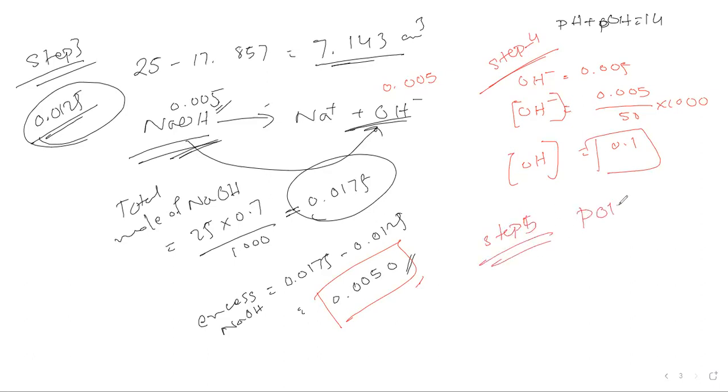So we can find at first pOH, which is negative log base 10 of 0.1, which should give us a value of positive 1. That means pH plus 1 equals 14. Therefore, the pH value is 14 minus 1, which is 13. That's our final pH. So the initial pH we found was 0.3.